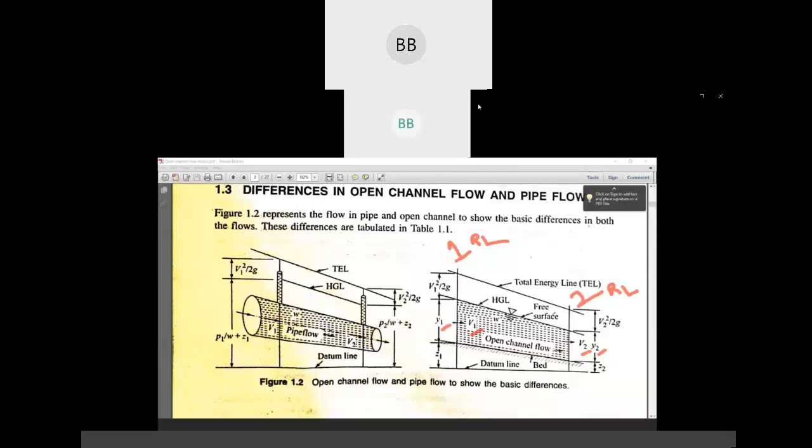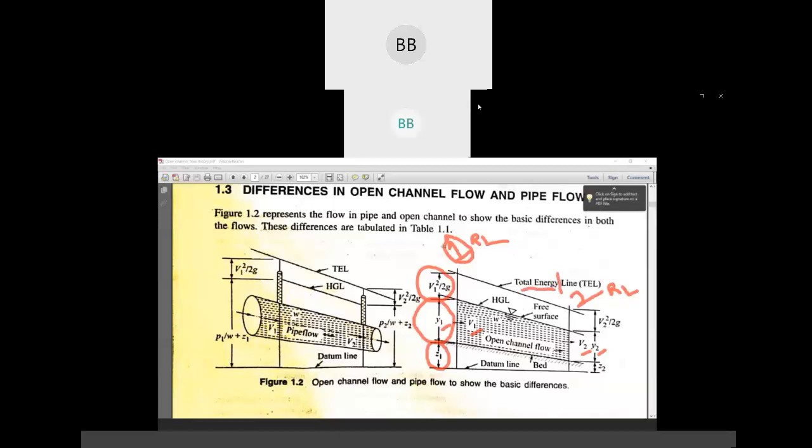Now we need to find out the total energy for the first section. Total energy is nothing but when you add kinetic energy head, not kinetic energy, it's kinetic energy head. The next one is potential energy head, and the third one is datum head. If you add all three, you get total energy, not total energy line.